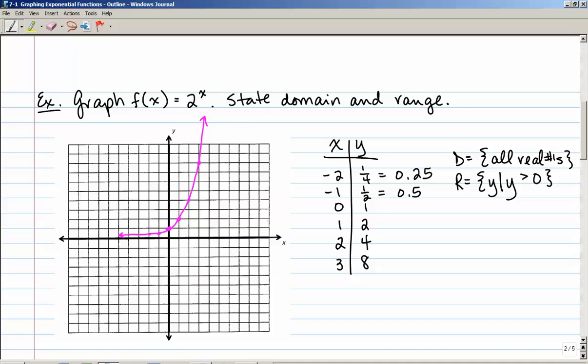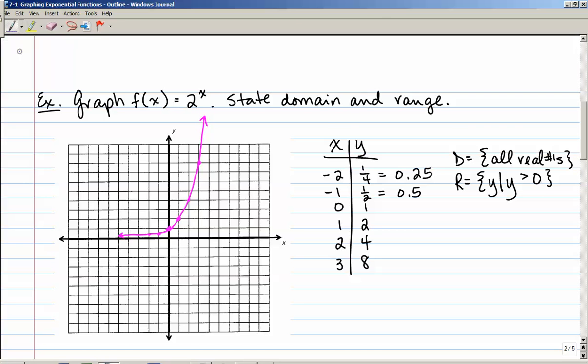And I could keep putting in smaller x's, and it would just keep getting to be a smaller and smaller y. Okay? So this is an example of exponential growth because it's taken off real fast, and that makes sense because my base is a number that's greater than 1.